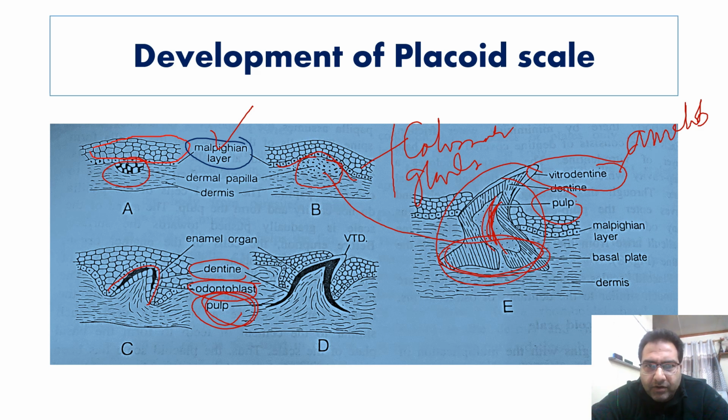And they secrete a layer of the vitrodentine to form the cover over the spine. So the mesenchyme cells of the dermis surrounding the dermal papilla secrete a substance very much similar to that which is present in the teeth to form the basal plate of the scale. So the basal plate is a layer which is just similar to the cement of the teeth, and it is the basal plate of the scale, and thus the placoid scale has been regarded as of dual origin.